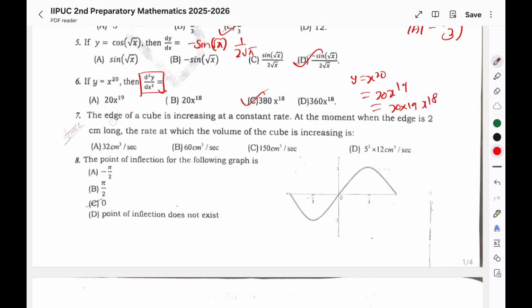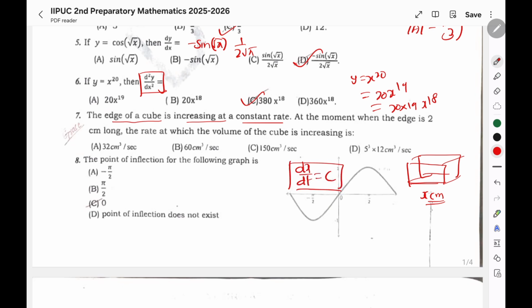Question number 7. See the question. The edge of a cube is increasing at a constant rate. Suppose there is a cube whose edge we will assume, suppose it is x centimeter initially, and it is given that the edge of a cube is increasing at a constant rate. It means dx by dt is constant. It is given to us.